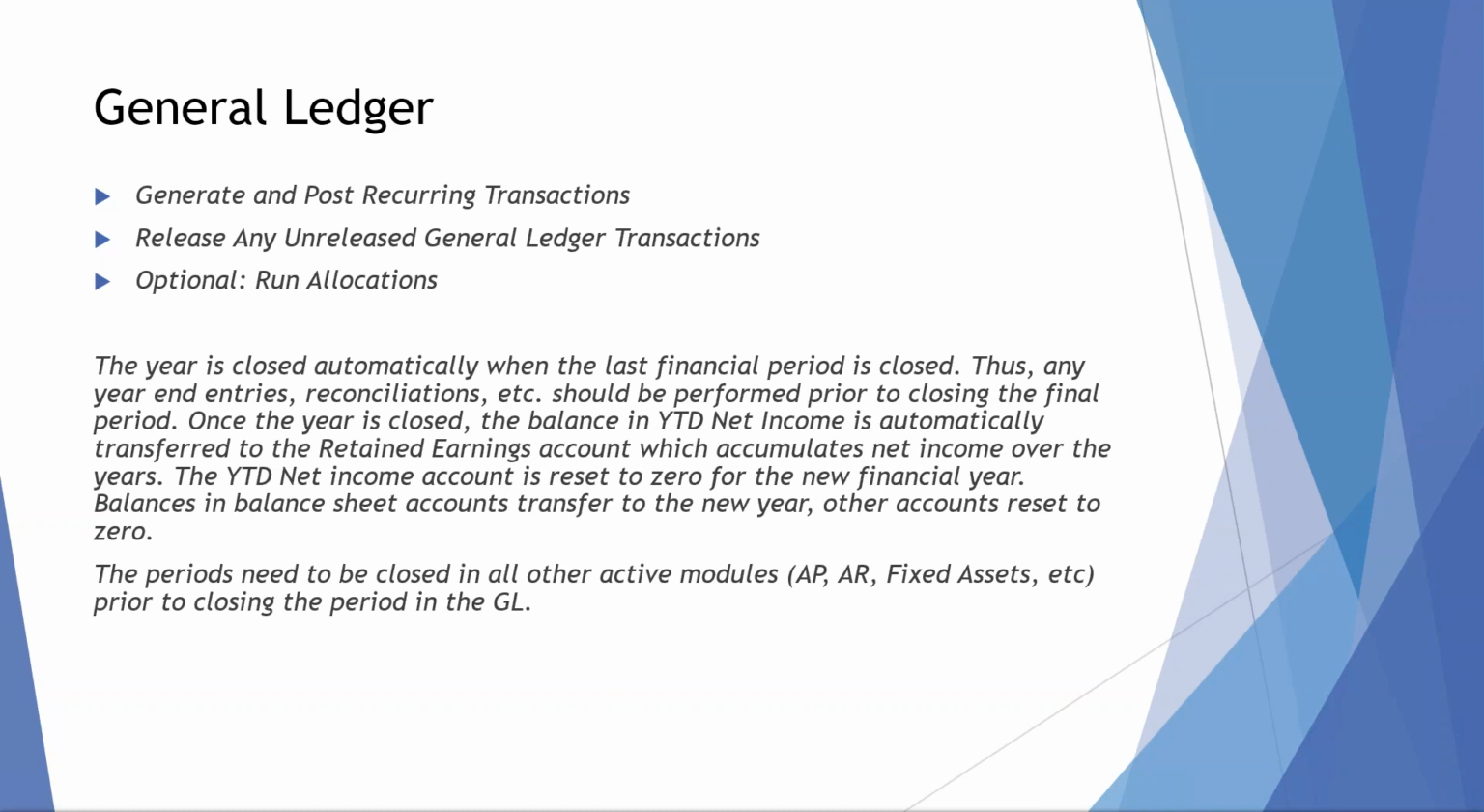And I will read this because it's kind of nice. The year is automatically closed when the last financial period is closed. Any year-end entries, reconciliation should be performed prior to closing the final period. Once the year is closed, the balance in the year-to-date net income is automatically transferred to your retained earnings. The year-to-date net income is reset to 0 for the new financial year. Balances in your balance sheet accounts transfer over to the new year. Your other accounts, your P&L accounts, are going to be reset to 0.